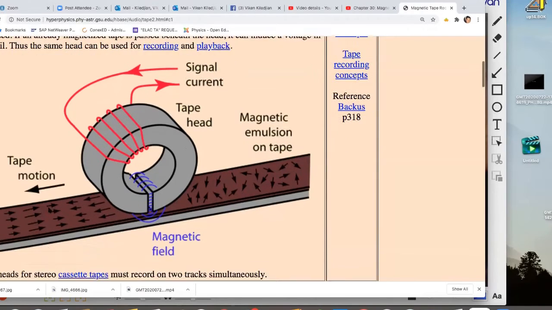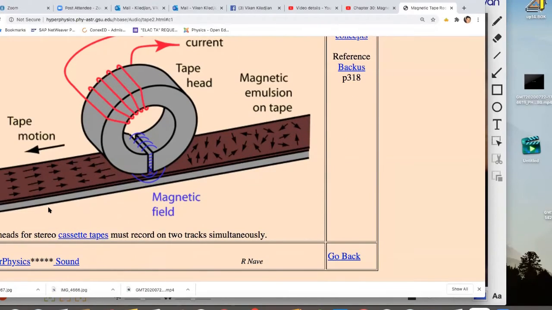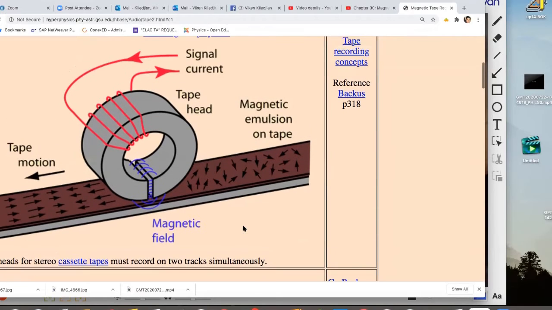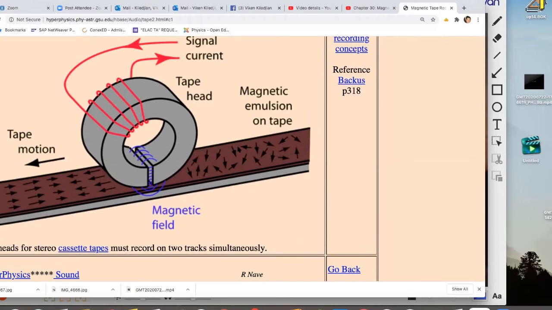Tape motion. Tape heads for stereo cassette tapes must record on 2 tracks simultaneously. I guess we don't use these anymore, right? But I remember when I was a kid, cassette tapes, I had a whole collection.